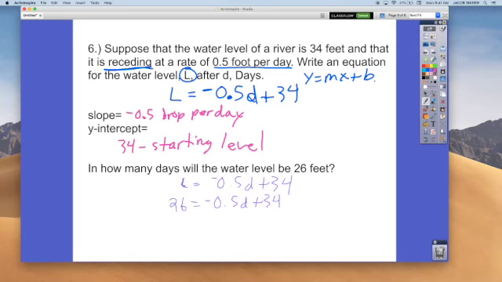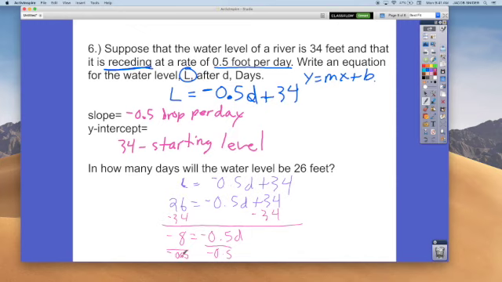Here we go. Let's subtract 34. 26 minus 34 leaves me with what? It leaves me with negative 8. Now, it seems kind of weird, but it'll fix itself in just a second, because we don't usually think about a water level being negative 8. But here we go. What do I do last? I got to divide. Divide by negative 0.5 to solve for my number of days.